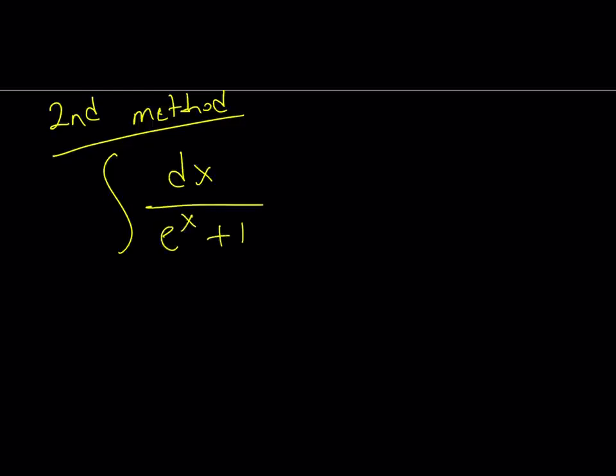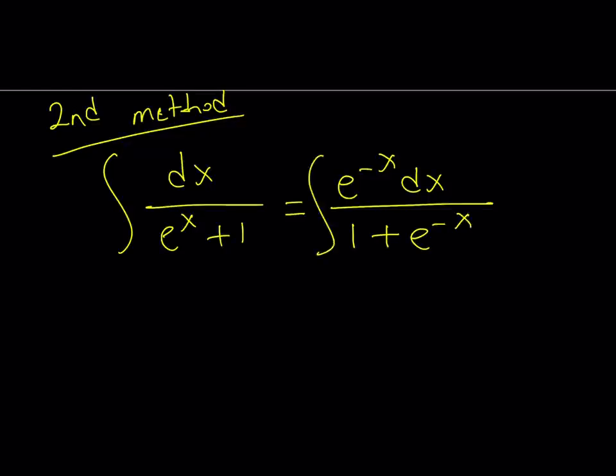So I'm going to multiply the numerator and the denominator of this integral by e to the power negative x. And let's see what happens after that. When I multiply e to the power x by e to the power negative x, it's going to become e to the power 0, which is 1. And 1 will become e to the power negative x. And then I'm going to use u substitution again.